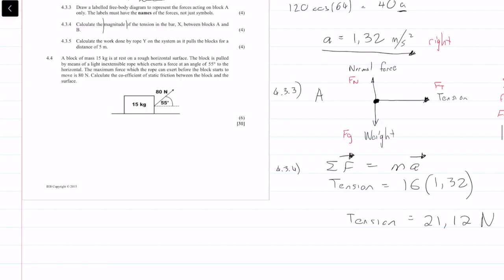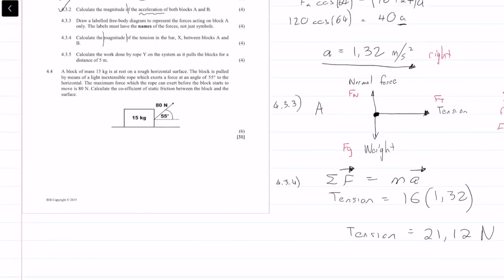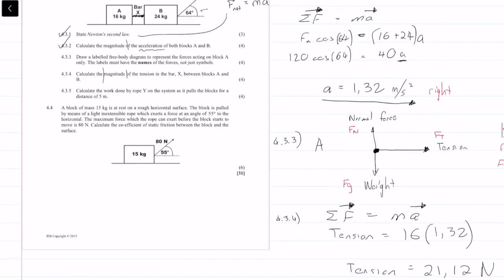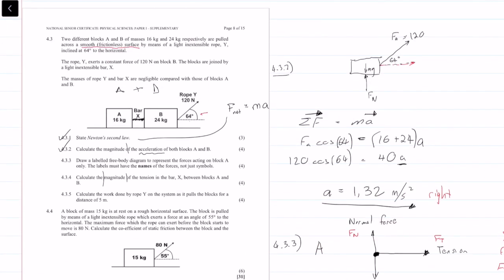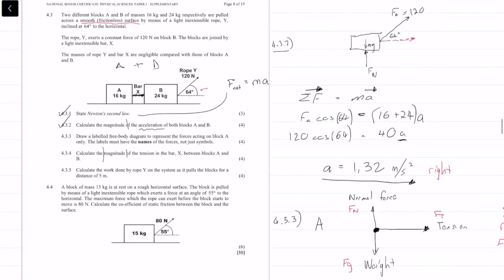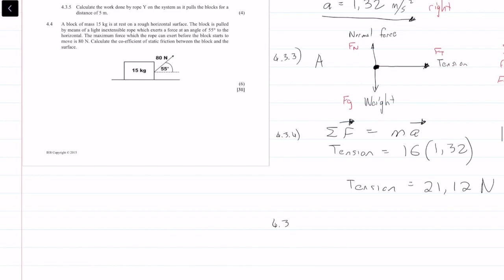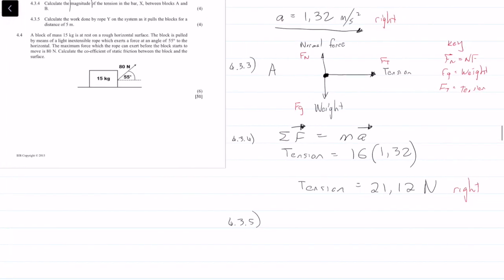Again. Okay, cool stuff. And then it says calculate the work done by rope Y on the system as it pulls a block a distance of 5 meters. So if we look at our system, we want to know the work done by this rope right here. I'm going to use 4.3.5. Again, I'm going to look at the full system, drawing a quick free body diagram, 120, and this had a mass of 40.